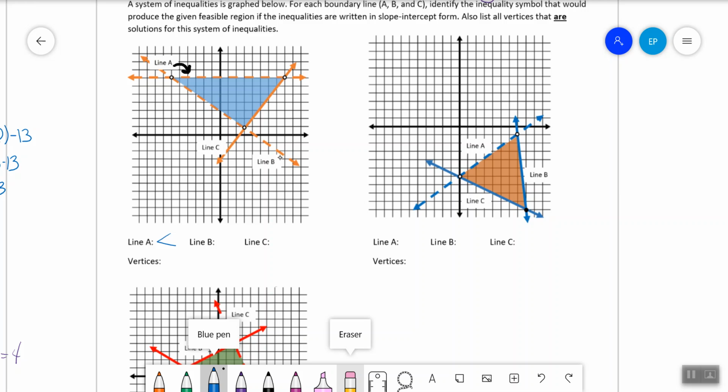Line B is right here. It's a dashed line, and at this Y value, it wants all the numbers bigger than it. So that's going to be greater than. And line C is this solid line, left and lonely one. When it crosses the y-axis, it wants all the y's bigger than it. So that's also going to be greater than, but also equal to. Vertices, these are all open. Dash line, dash line, dash line solid, dash line solid. There are no solutions.